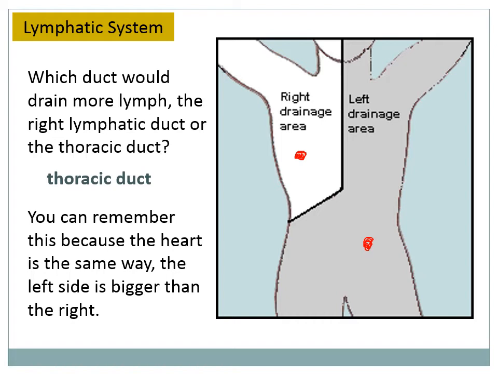Looking at this picture here, you can also see what our right lymphatic duct drains versus what our thoracic duct drains. So you want to keep that in mind. Your right drainage area includes your right arm and just a very small part of your thoracic region and also the right side of your head. Everything else your thoracic duct does. So if I ever ask you about the legs, it's the thoracic duct.